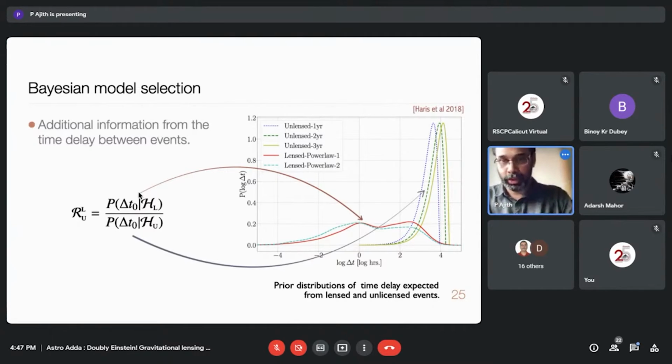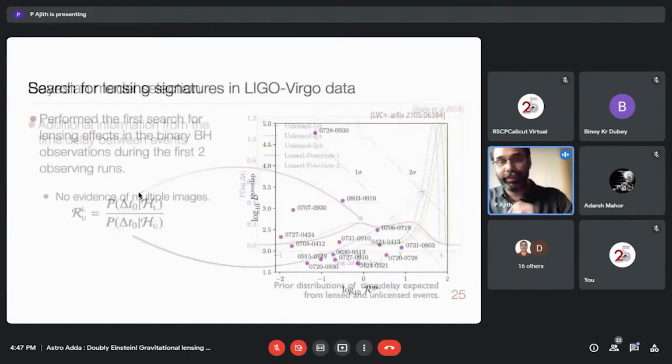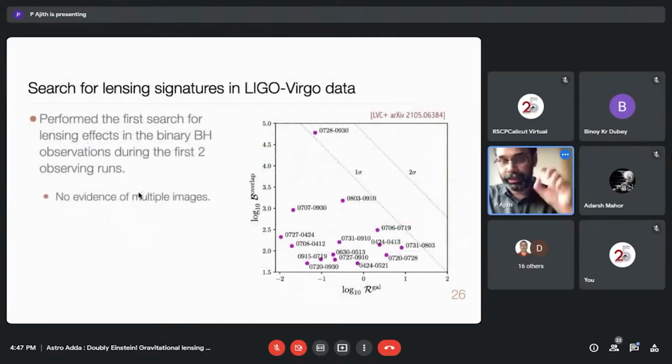And one could use this as a way of discriminating between truly lensed signals and accidentally consistent signals. So basically, the problem is the following: if you take a pair of gravitational signals in LIGO Virgo data, you can ask, there are two possibilities. One is that these two signals are lensed copies of the same gravitational wave signal, the same merger, or these signals are produced by two different mergers. So one could quantify the statistical likelihood of these two different hypotheses, and one could rank them and see if there is a significant evidence of lensing in the existing signals.